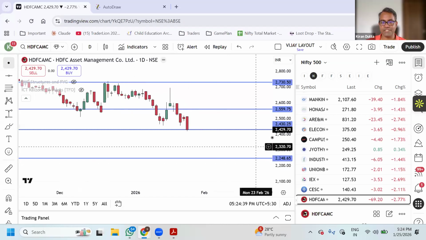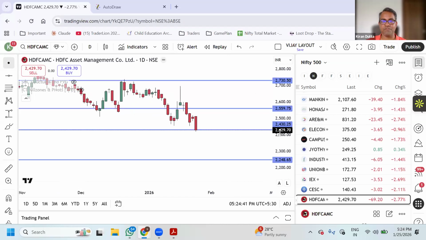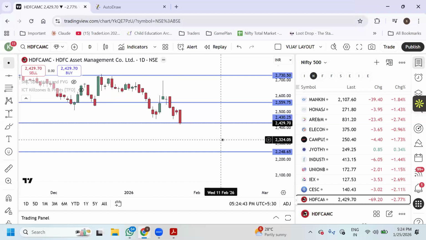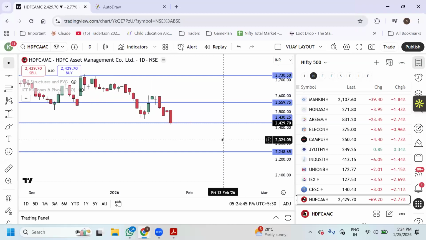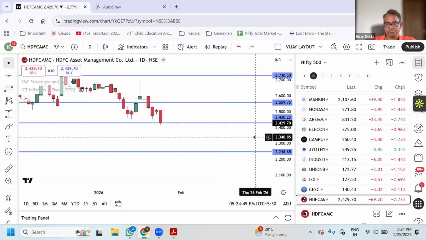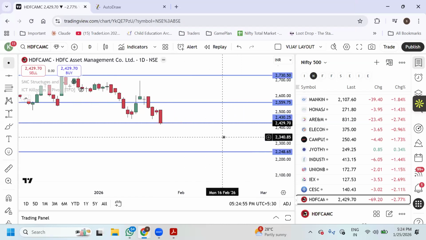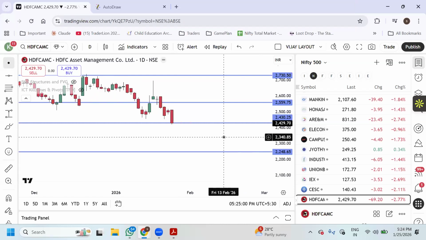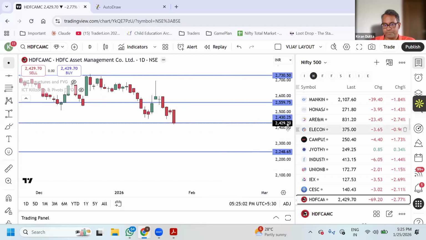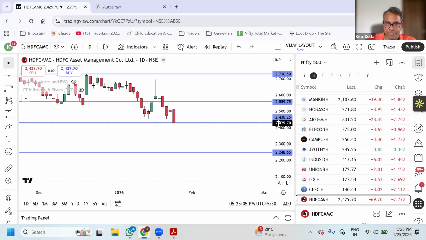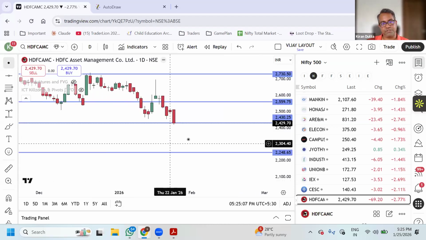Okay. Next. I want everyone to attempt this. 2429 is a support line. If it falls down, then I'll again see if it is honoring the support line of 2248. Okay, perfect. So I will give you the answers here, just follow me.